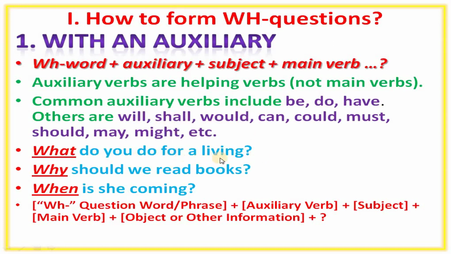By using these auxiliaries, we need to frame the questions as follows. What do you do for a living? Why should we read books? When is she coming? So generally we use this formula: WH word, that means question word or phrase, plus auxiliary verb, plus subject, plus main verb, plus object or other information, plus question mark. This is the formula for framing questions.